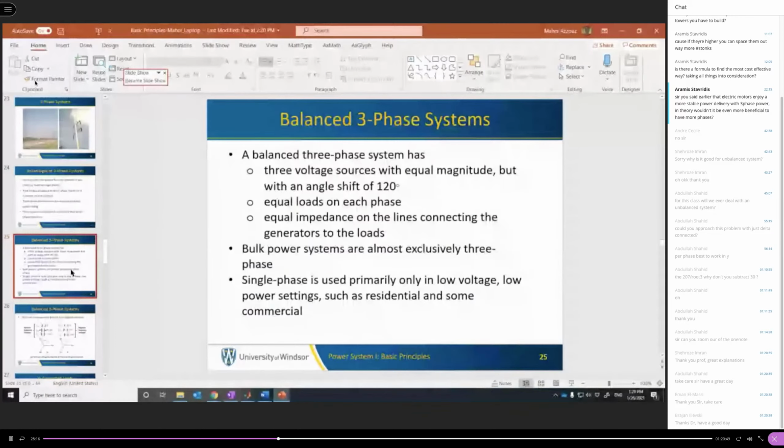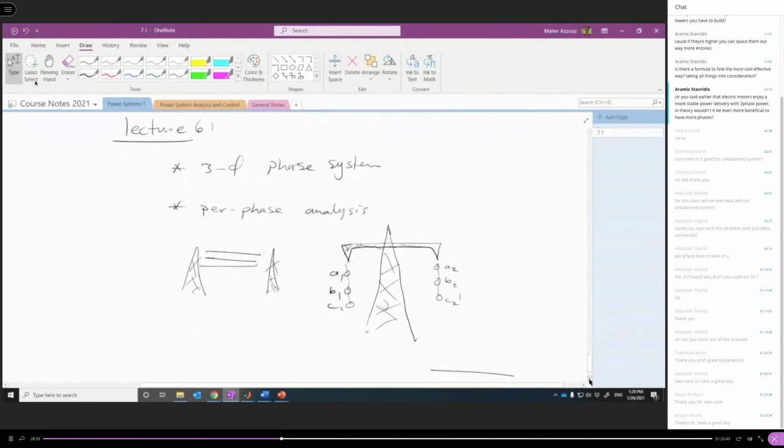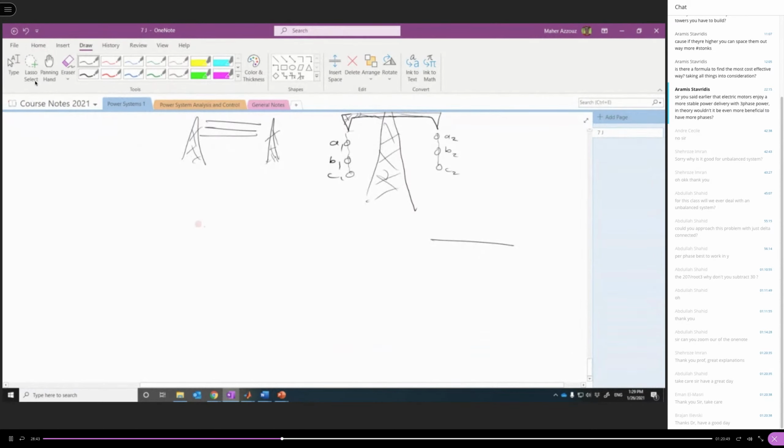Now let's talk about balanced 3-phase systems. I already simulated the system using balanced 3-phase systems. So voltages have the same magnitude, equal magnitudes, but shifted 120 degrees apart. Okay, and we do this design because we don't want any current in the neutral wire.